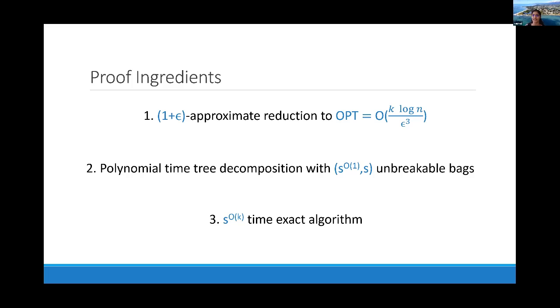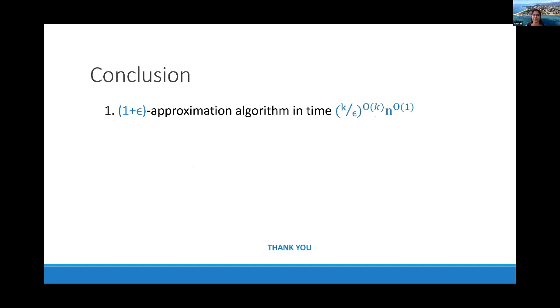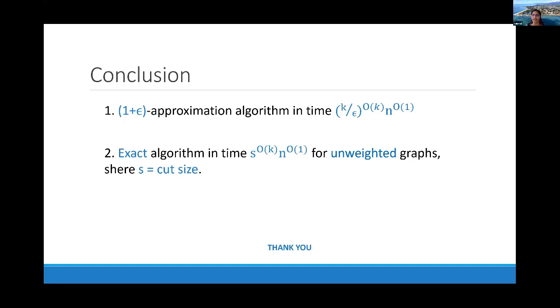And how we manage to get down the runtime from S to the S to S to the K is that to bound the DP states, we use Thorup trees, and that is how we are able to do it. So to conclude, we gave an FPT approximation scheme, and we also gave an exact algorithm for unweighted graphs. And one interesting open question in this area is whether there's a 2 to the S algorithm. Thank you.